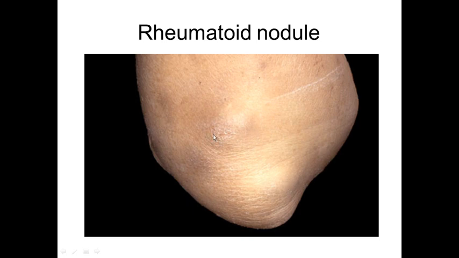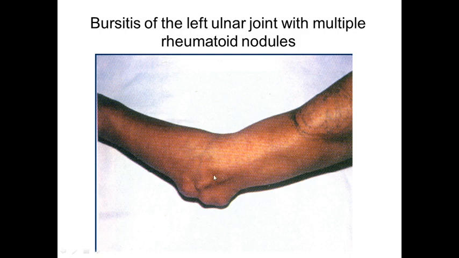Sometimes during observation you can find rheumatoid nodules, because rheumatoid arthritis is an autoimmune disorder, and this autoimmune disorder can also involve the skin and subcutaneous tissue in the pathological process, with formation of rheumatoid nodules. Here also is bursitis of the left ulnar joint with multiple rheumatoid nodules. This kind of rheumatoid nodule can appear during exacerbation of the disease, and may disappear after remission.